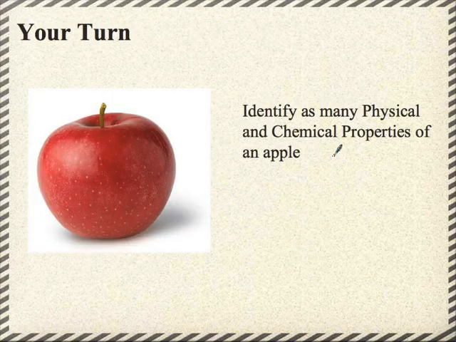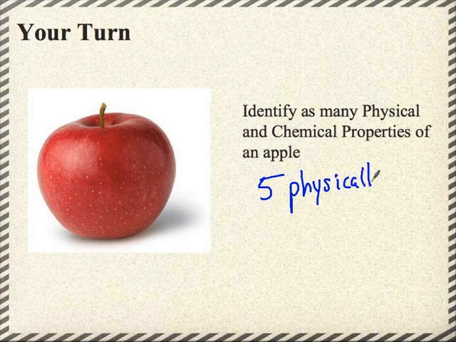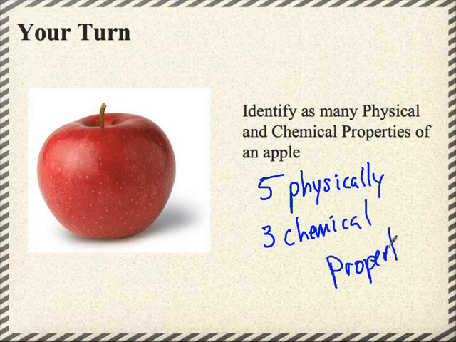All right, now it's your turn. Here's an apple. What I want you to do is identify as many physical and chemical properties of an apple as you can. I want you to describe at least 5 physical properties, and I know chemically it's a little bit tougher, so I'm going to say 3 chemical properties. Once you do that, that is the end of these notes.